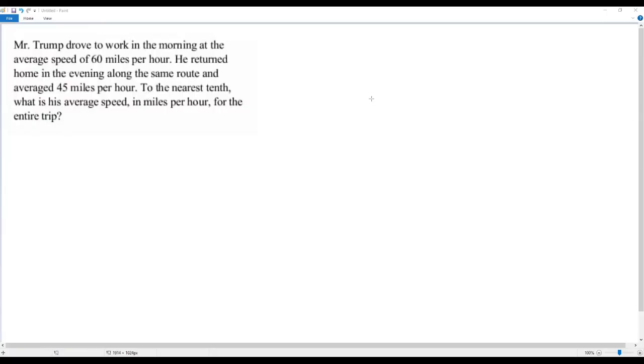Okay, now let me draw a line which represents the distance it travels. Here the point over here represents home, and the point over here represents the office. When it travels from home to the office, the speed is 60 miles per hour. Let me mark it over here, 60 miles per hour. When he returns home, the speed is 45 miles per hour.